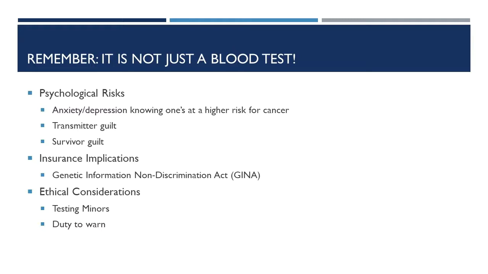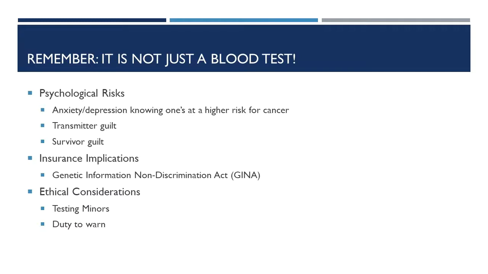Genetic testing is more than just a simple blood test. There are psychosocial, ethical, and insurance implications for patients to consider when deciding if testing is right for them. Patients may experience anxiety or depression when learning that they are at an increased risk for cancer. There could also be feelings of guilt related to passing on an inherited cancer risk to offspring, or surviving a cancer diagnosis, or remaining cancer-free in the setting of a family history of hereditary cancer in which others have died of their disease. Genetic testing can also have implications for insurance coverage.